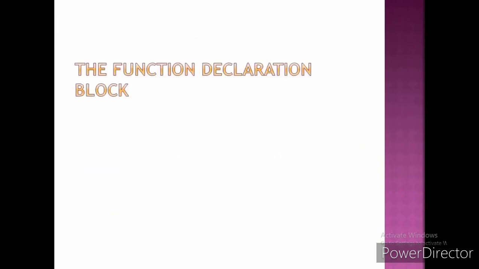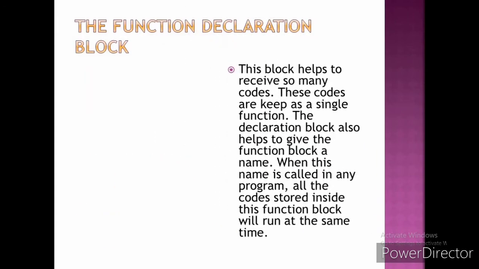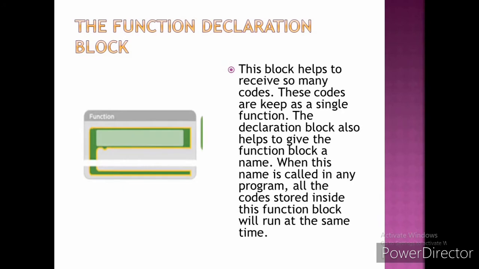Now, when we say the function declaration block, these are blocks that help to receive so many codes. These codes are kept in a single function. The declaration block also helps to give the block function a name. If you give birth to a child, when the child is just born, the child does not have a name. They will only say, your mommy has given birth to a newborn baby, but the baby's name is not declared. So, the first thing they do is to give the child a declaration. And that declaration is called a naming ceremony.